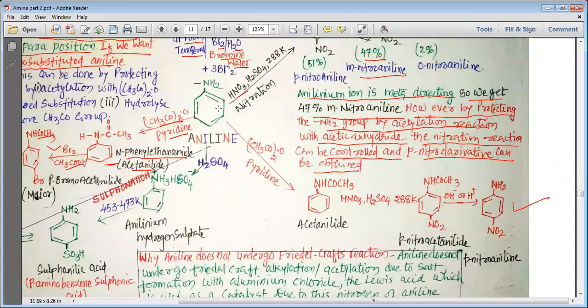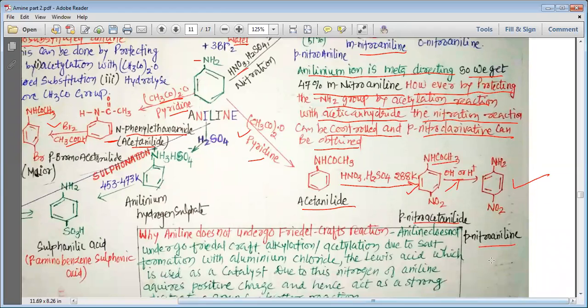So once again, my dear students, this aniline is allowed to react with the acetic anhydride and pyridine to get acetanilide. This acetanilide, when it undergoes the nitration with the nitric acid and sulfuric acid at 288 Kelvin temperature, we get para-nitroacetanilide, and on hydrolysis, this NHCOCH3 group simply gives us the NH2 group, and this is how we get para-nitroaniline. So my dear students, this is how we understand the nitration of aniline.